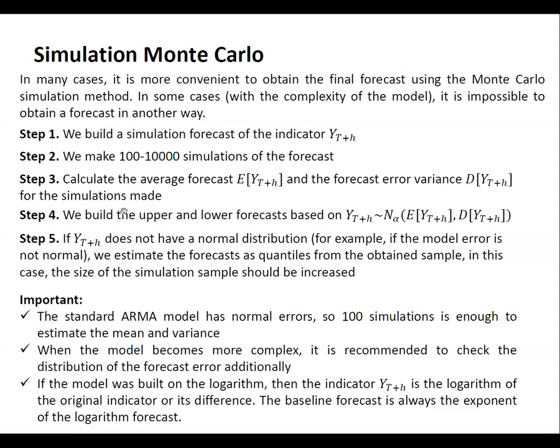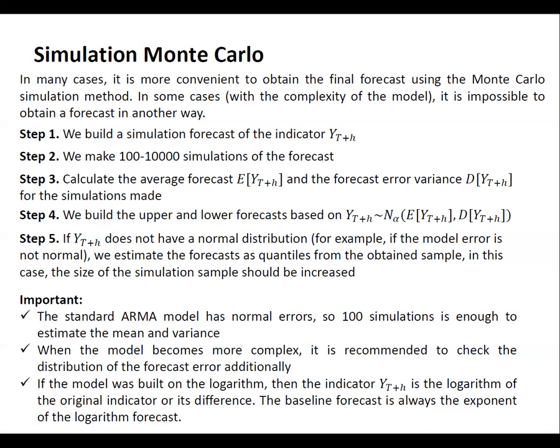After these simulations, in step 3, we calculate the mean prediction simply as the simulation mean and the error variance. And we build the interval forecast based on this normal distribution, if we theoretically know that they have a normal distribution. In particular, the normal distribution exists when we predict the ARMA model.